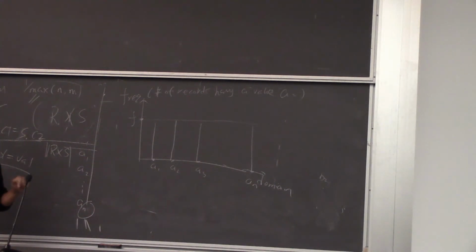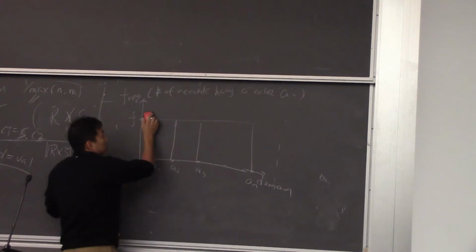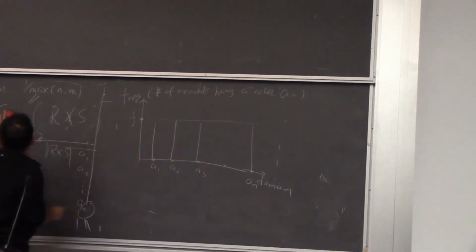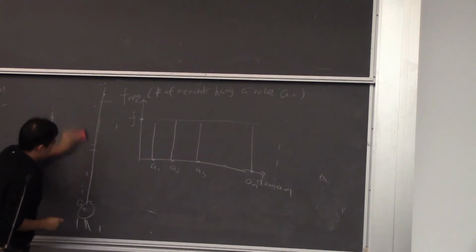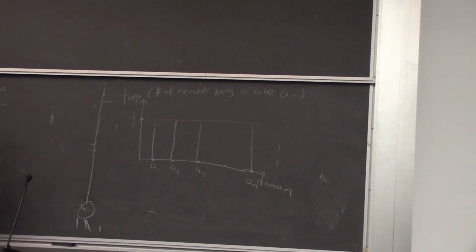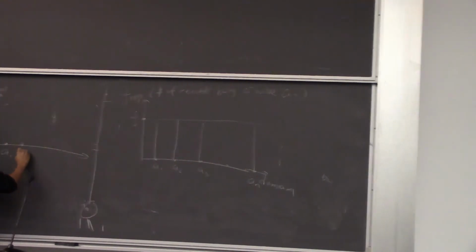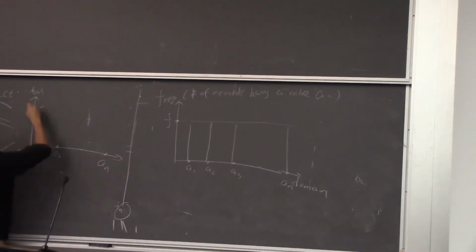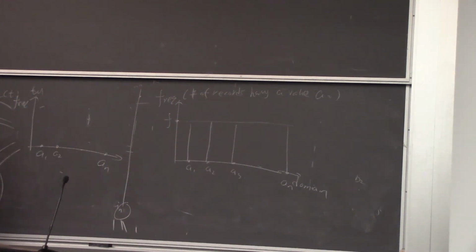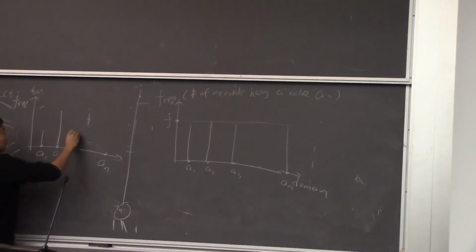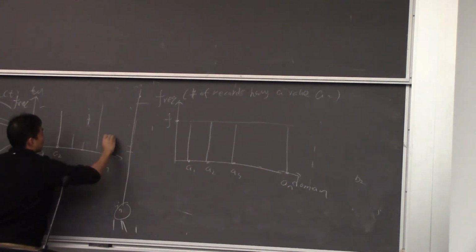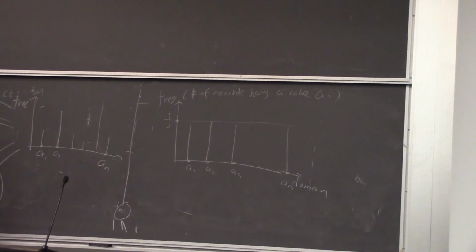You follow me? But in real life, in a real data set, this obviously is not the case. What does this picture look like in a real data set? Well, I don't know. It might look something like this. It could be a really varying distribution over different values.